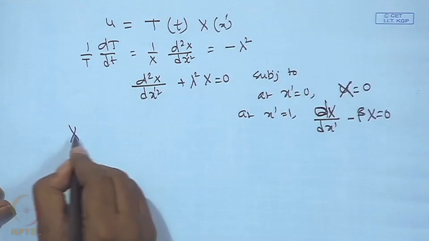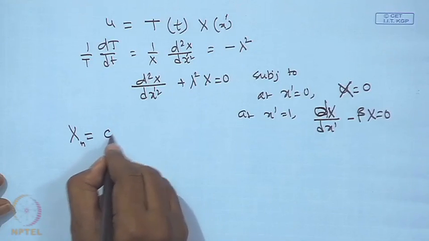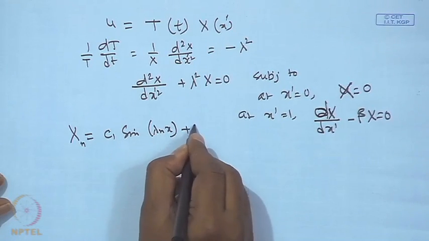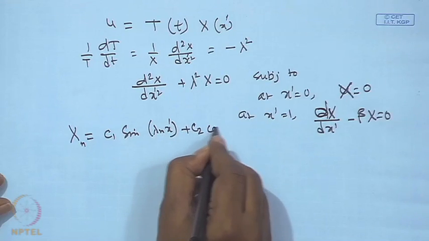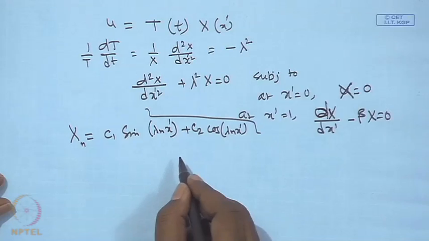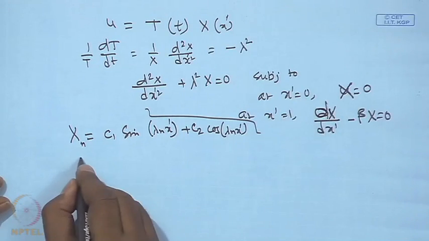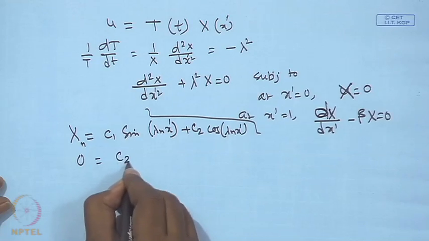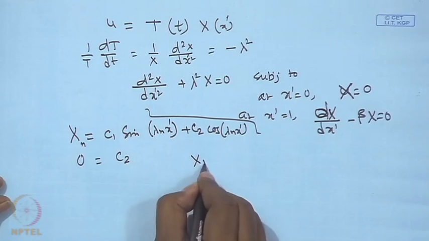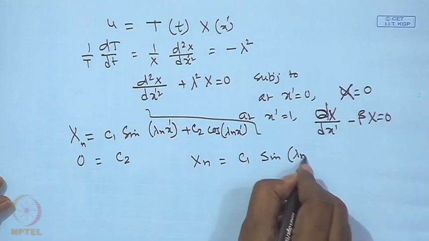Now, the solution to this problem is X n equal to c 1 sin lambda n x prime plus c 2 cosine lambda n x prime. Now, put the boundary condition x prime equal to 0, X equal to 0. So, this becomes 0 equal to c 2, cos 0 is 1, sin 0 is 0. So, c 2 equal to 0. So, X n becomes c 1 sin lambda n x prime.